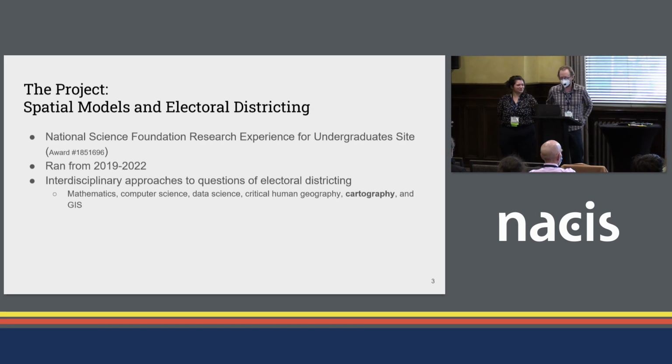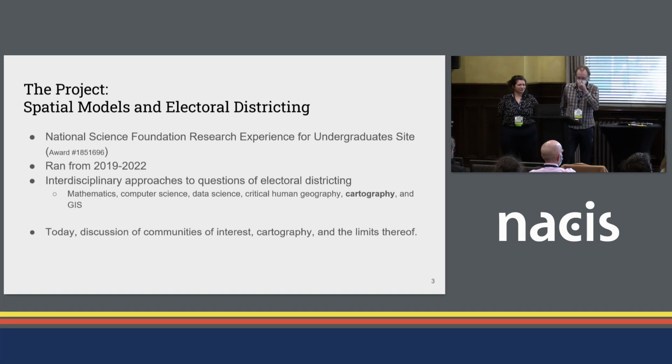So this all comes out of this REU site that I've been running from 2019 to 2022. We've decided to cycle it down. And it was an intentionally interdisciplinary approach. So the senior research team came from math, computer science, a data scientist from Microsoft, critical human geography, cartography, which I made nicely bold, and GIS, which we can talk about if those are different if you want, but we can do that another time. Today, we're going to talk about communities of interest and the limits of how we represent them.